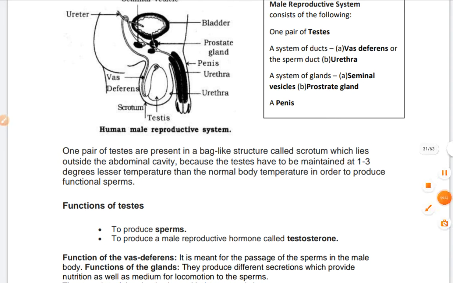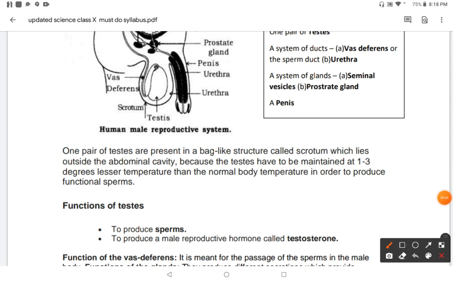The pair of testes are present in a bag-like structure. These are the testes, which are present in the bag-like structure called the scrotum, which lies outside the abdominal cavity, because the testes have to maintain a temperature 1 to 3 degrees lower than the normal body temperature in order to produce functional sperm.